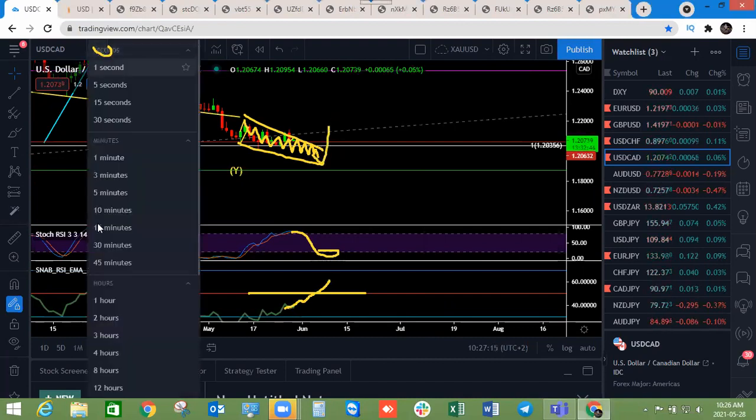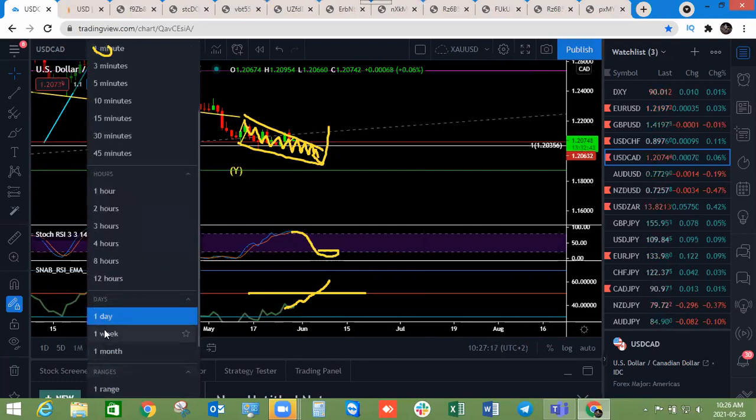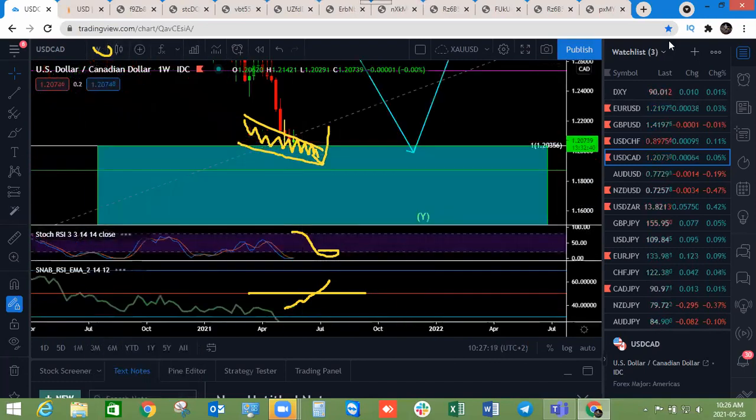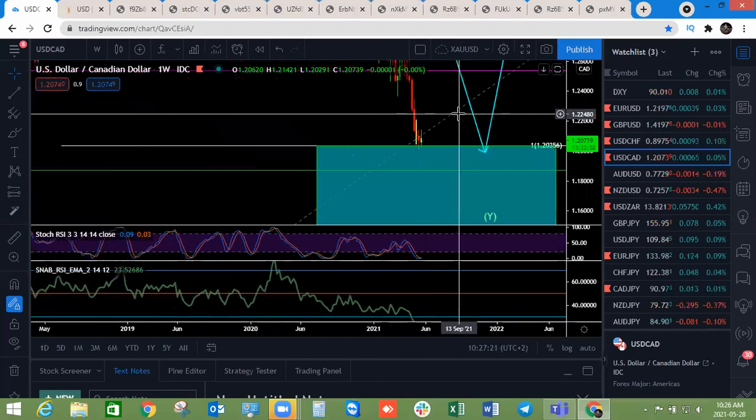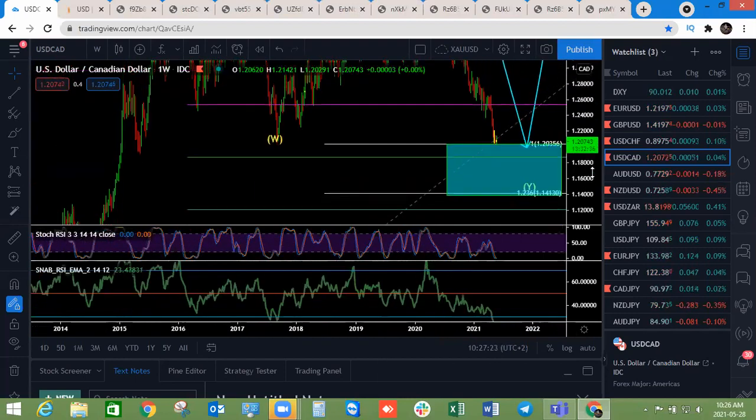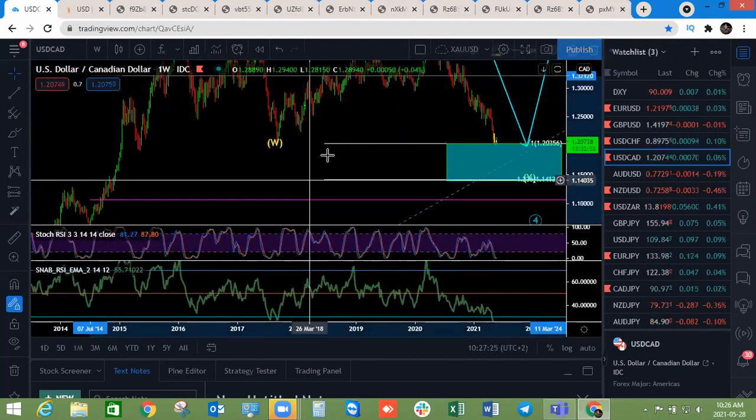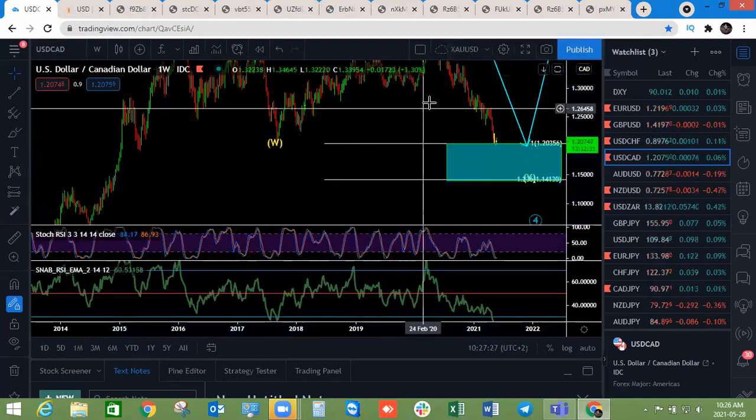Remember on the weekly, this has reached the target that we were looking for of 120 that we forecasted when we were still right above 139, some 4,000 pips from current levels. Let's take this off.